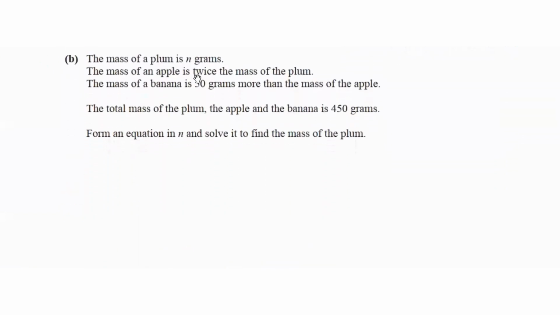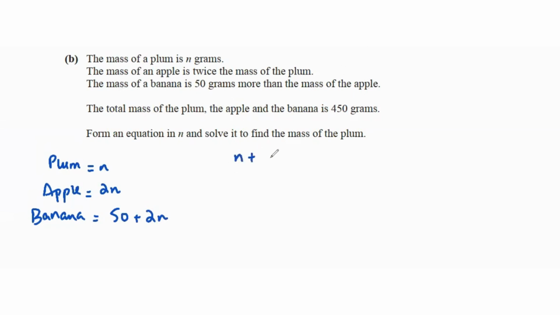Part B says the mass of a plum is n grams. The mass of an apple is twice the mass of the plum. So plum is n, apple is 2n. The mass of a banana is 50 more than the mass of the apple. The total mass of the plum, apple, and banana is 450 grams. So that means all of this added together is equal to 450 grams. Form an equation in n and solve it to find the mass of the plum.